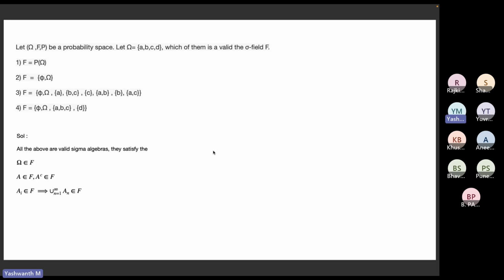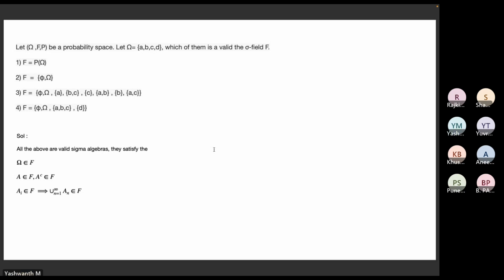Yeah. So (Omega, F, P) is the probability space. Omega denotes the sample space as usual, and F denotes the collection of subsets of Omega that satisfy certain rules, basically closed under complements and countable unions. F satisfies these properties. So which of them is a valid sigma algebra? Anyone want to write this out?